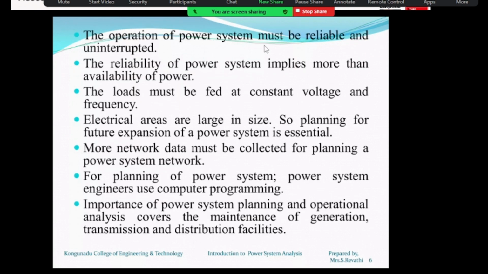The operation of a power system must be reliable and uninterrupted. As we say that we have a lot of loads that are never going to be shut down. We cannot switch them off. So the power system must be reliable and uninterrupted. It shouldn't go off. It should always be within its limits. It should not go to low voltage, and it shouldn't go to higher voltages. So the power system operation must be reliable and uninterrupted. Because some of the factories or some of the industries, we cannot shut them down. They work 24/7 hours.